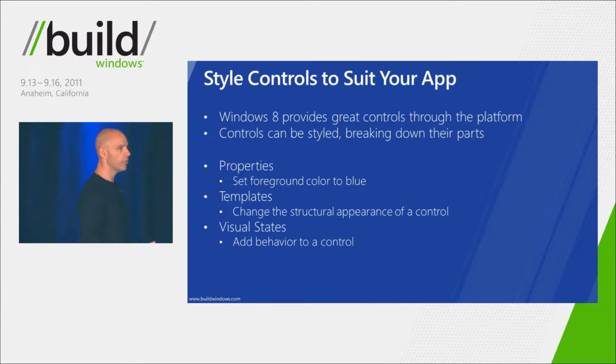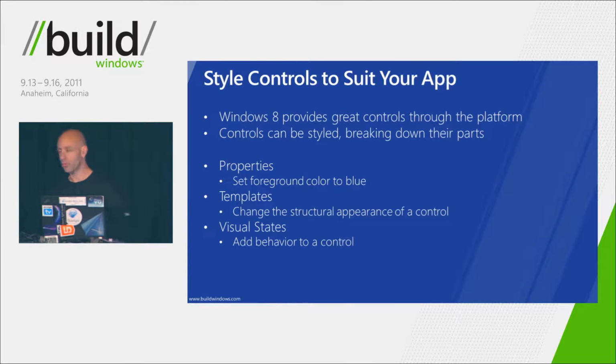So if you're familiar with XAML, and you've done styling before, some of this will be very much of a review for you, and I won't go through it too deep. But basically in styling, you're going to get all your controls. You can break them down into basically properties, like what's the background color, the foreground color. What's the template? You can redefine what your control looks like completely. So a button doesn't have to look like a button, for example. Or you can add behavior to it through visual states in the Visual State Manager. And all this can be done through Visual Studio, and we'll show these here.